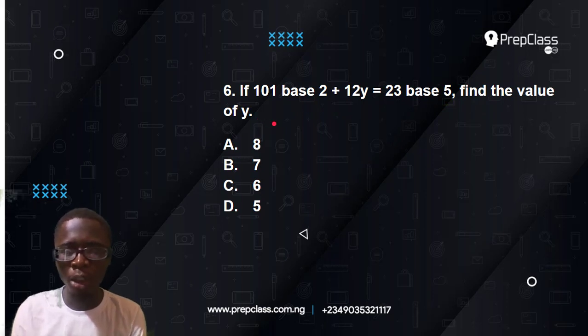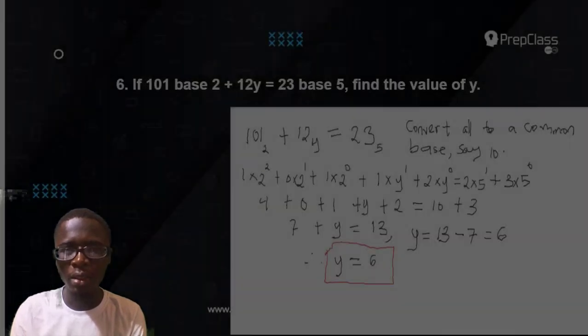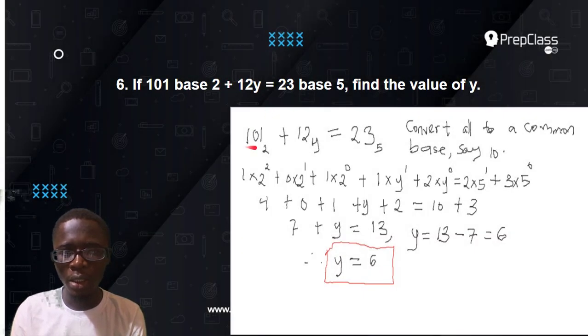In a clearer way to see this, it is written in this format, because I know some people will be thinking that this y is multiplied to this 12. No, it's some sort of base here. So now we have 101 base 2, 12 base y, and 23 base 5. And we are asked that if this is equivalent to this, what is now the value of y? In other words, in what base is number 12 expressed?